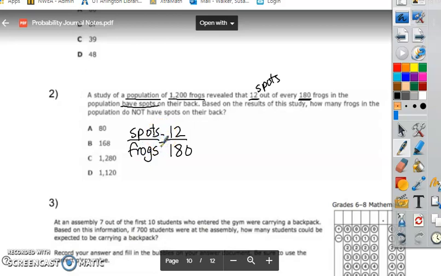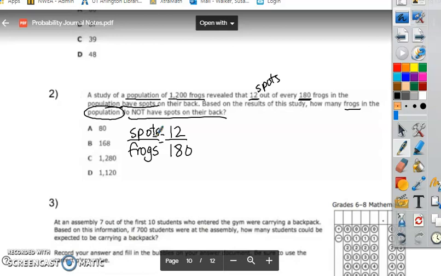Based on the results of this study, how many frogs in the population do not have spots on their back? So I want to know how many do not have spots on their back. Okay? And we want to know in the population. So if I cross multiply, if I work with this right here, this is going to tell me spots. So I need to remember at the end that I want the ones that do not have spots.